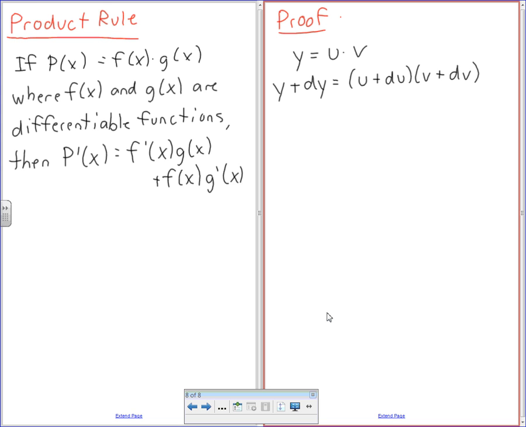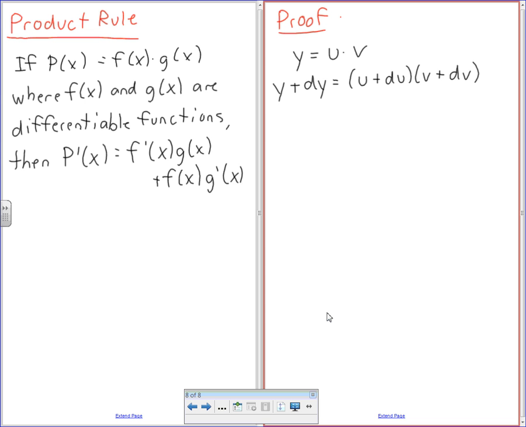Now, if you weren't here yesterday, which 3 of you weren't, all that dy means is a very, very small change in y. So this is like pointing back to limits, right? Like you're approaching 0. It's going to be like 1 over a million or 1 over a billion is going to be what the change is.